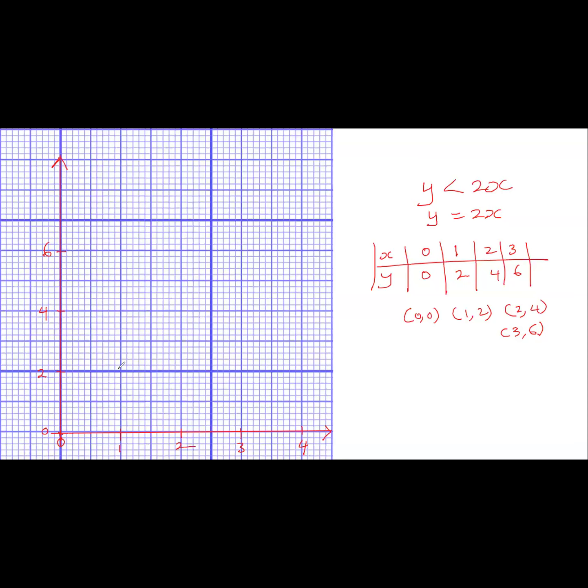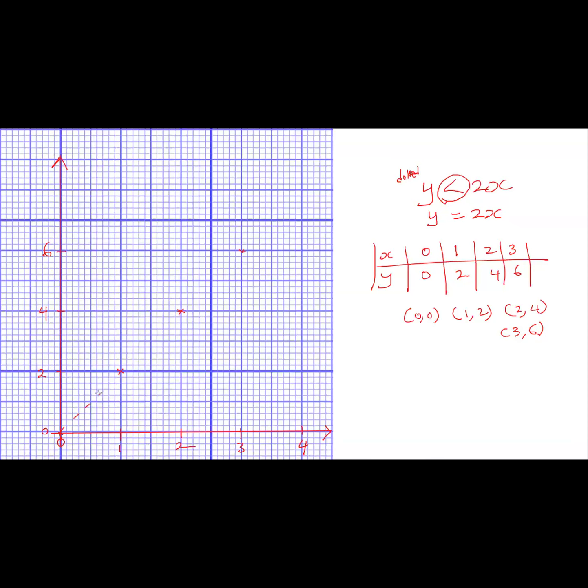Then come and plot. 0, 0 is here. 1, 2 is here. 2, 4 is here. Then 3, 6 is here. After plotting, ask yourself, which kind of line am I drawing? Looking at your inequality, you notice that it is a dotted line.